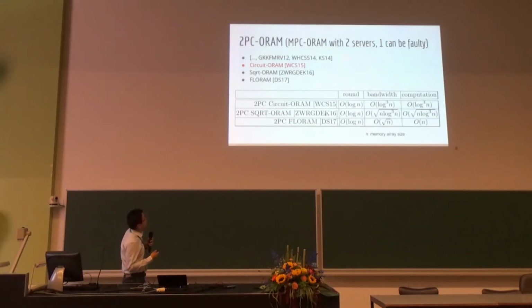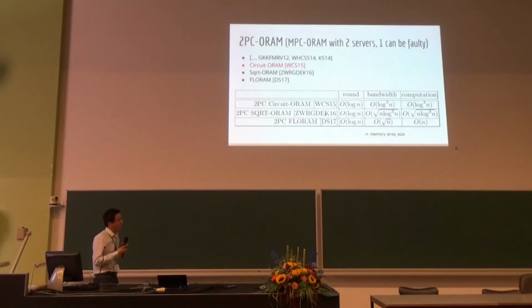Here I'm listing the three most recent 2PC ORAM protocols, namely circuit ORAM, square root ORAM, and floor ORAM. The advantage of circuit ORAM is that its complexity is polylog n. For square root ORAM, even though its complexity is square root n, it proves that for smaller n, like n smaller than 2 to the power of 18, its concrete cost is actually better than circuit ORAM, even though its asymptotic cost is worse.